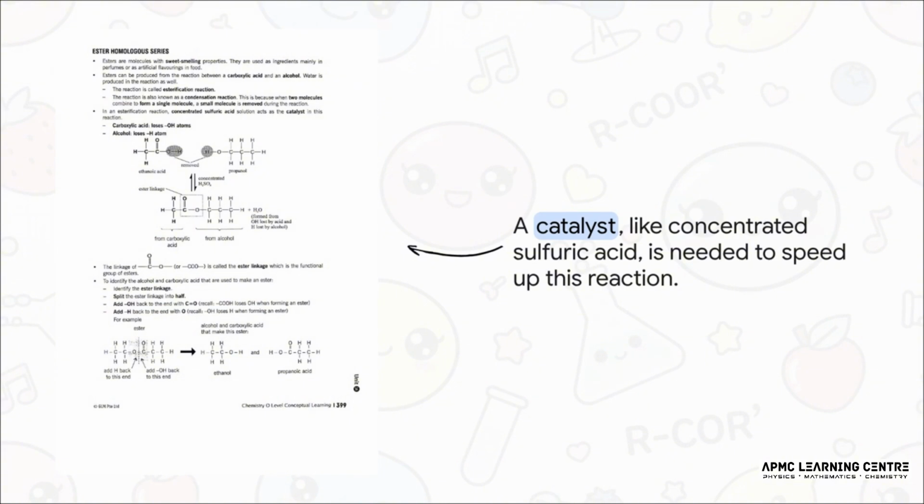And this diagram shows you exactly what I'm talking about. Here you can see ethanoic acid and propanol getting together. See how the minus OH from the acid and the minus H from the alcohol are highlighted? They're about to pop off and form that water molecule.